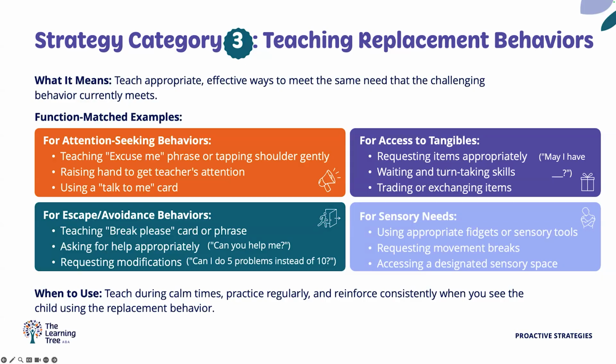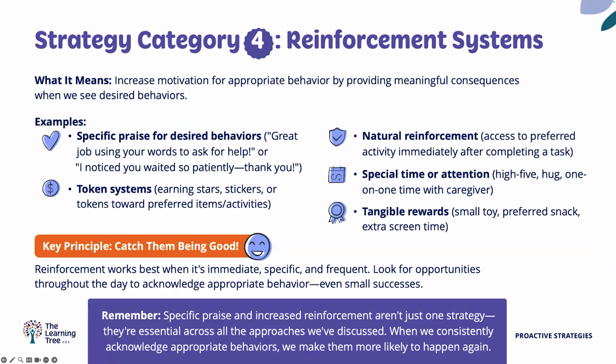When a child becomes independent with their replacement behaviors, I say we throw a party. And we're still going to reinforce when they're independent with their replacement behaviors. And we're going to use behavior-specific praise, which in the next round, using behavior-specific praise for desired behavior. Good job using your words and asking for help. I've noticed that you waited so patiently. Thank you. This is also part of that proactive approach that I mentioned earlier.